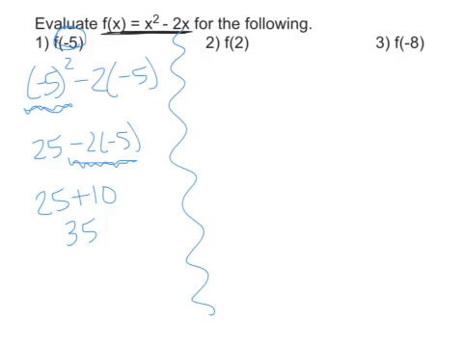And then your ordered pair is your final answer. So the x comes first, so negative 5, comma, your y, which is 35. And there's our answer.